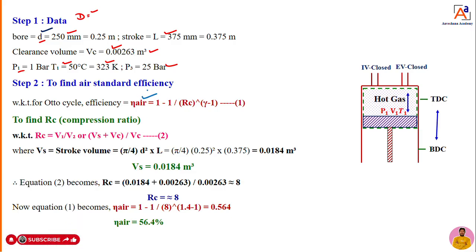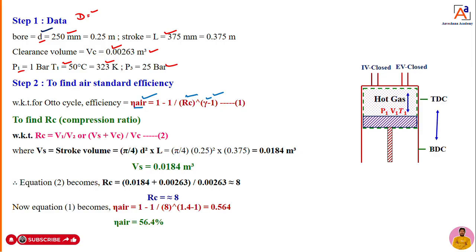So to calculate the efficiency of the Otto cycle, we have an equation. What is that equation? Efficiency of the Otto cycle or air standard cycle, that is eta air, is equal to 1 minus 1 divided by RC to the power of what? Gamma minus 1. This is the equation. Okay, so to calculate this, what are the unknowns? Just two you need to list out now. First one is RC, another one is gamma.